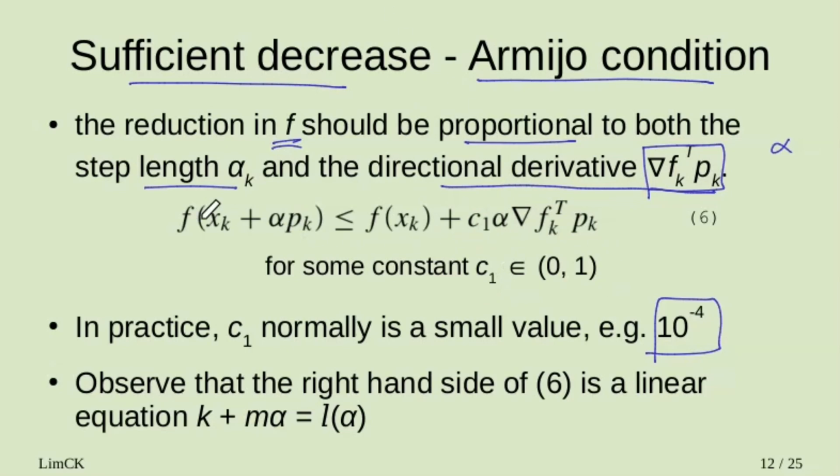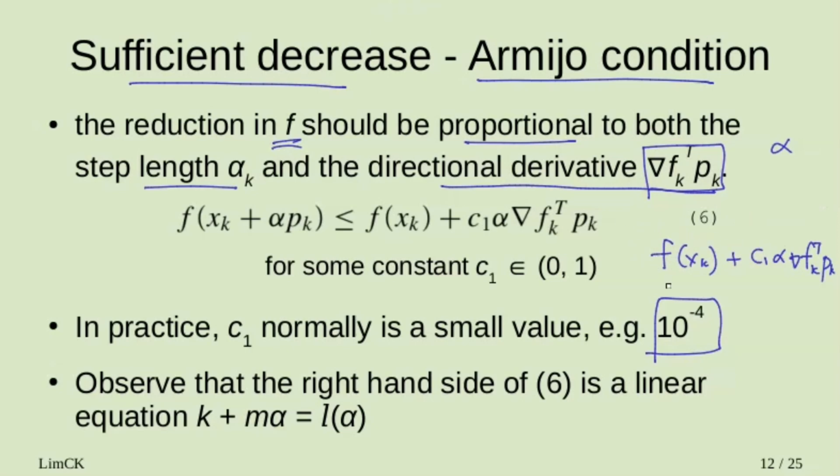Look at this one. This one requires something less than f_k plus c1 alpha. I'll take a shorthand and write only this one. Now you see this is the term we want to make it less than, right?